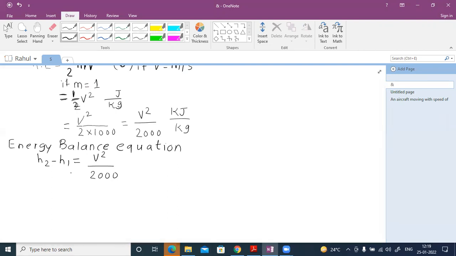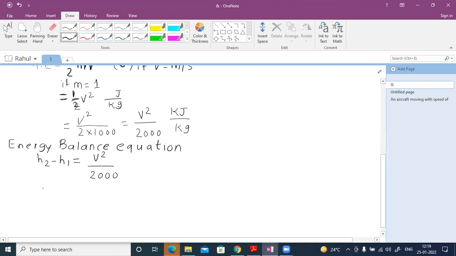We used to write Q dot minus W dot is equal to delta KE plus delta PE plus delta H. Are you able to remember that equation? This is the energy balance equation which I've written, that is, energy at the inlet is equal to energy at the outlet.